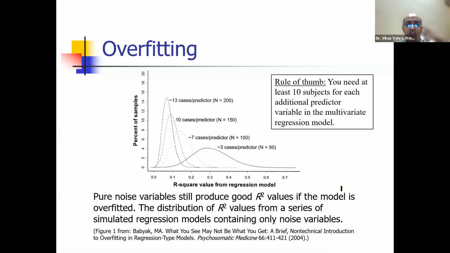So this is an example where, in order to avoid overfitting, you need to have a larger sample size. And what will be the relation? They say that if you include two predictors and the sample size is 20, then you should have at least 30 for three predictors. As a rule of thumb, you need at least 10 subjects for each additional predictor variable in a multivariate regression model.